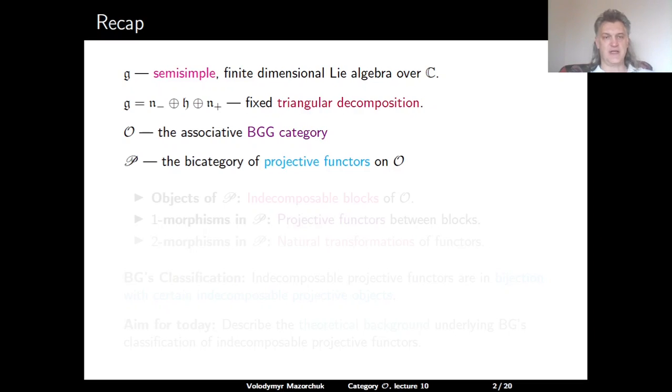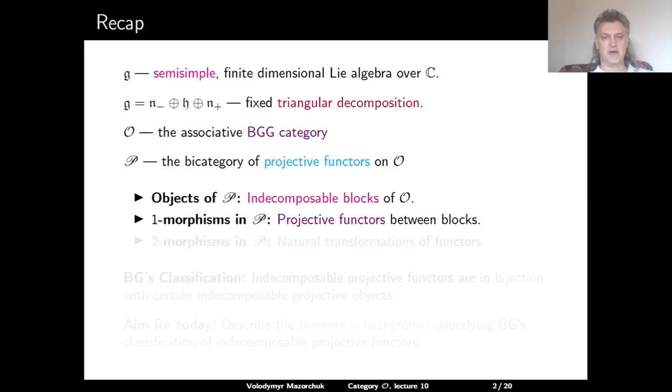In the previous lecture, we defined the bicategory of projective functors on O. Recall that objects of this bicategory are indecomposable blocks of O. One morphisms are projective functors between blocks, and two morphisms are natural transformations of functors.